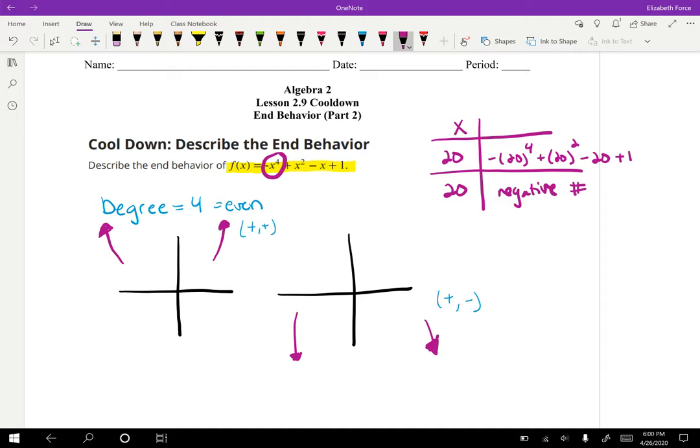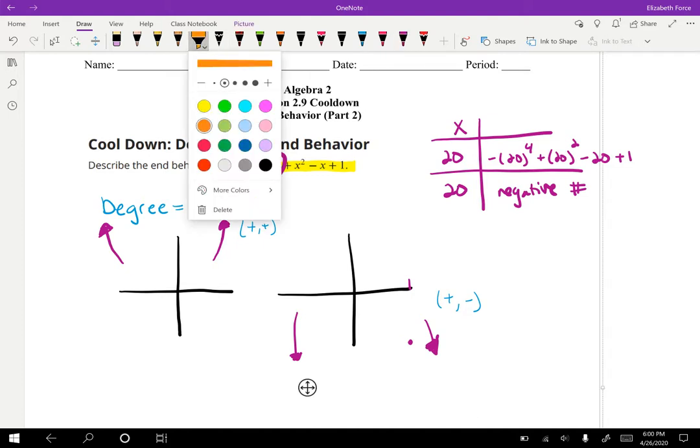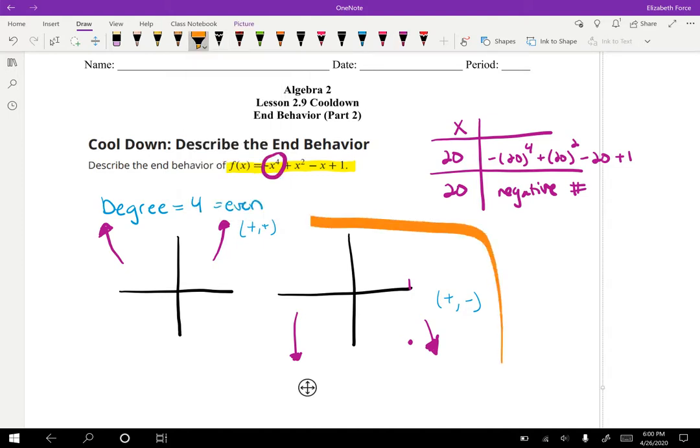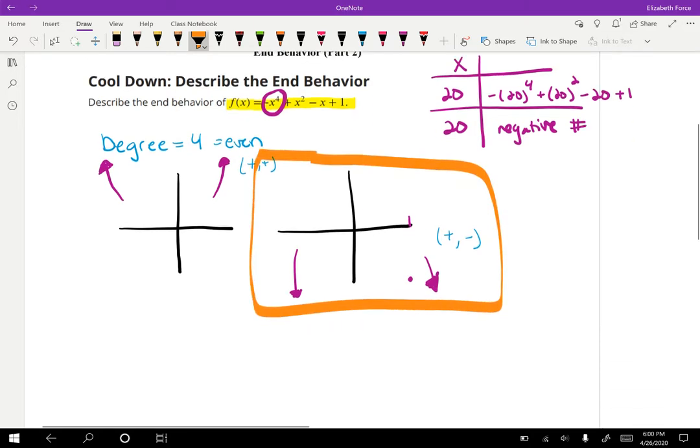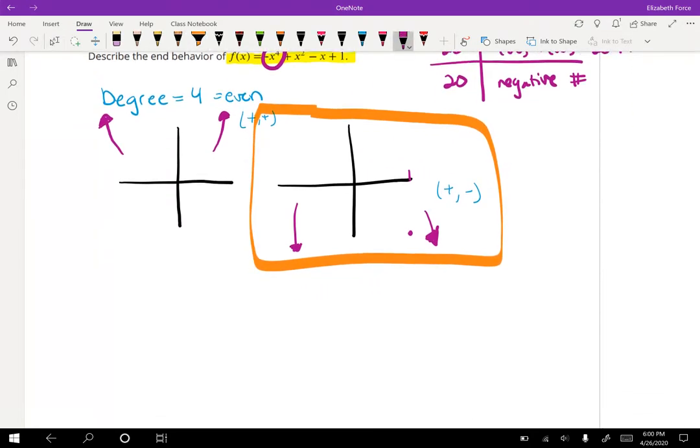So with that in mind, I know that somewhere over here at 20 comma something, we're down here in the negative region. So I know that my end behavior is going to be this graph. This is definitely what my end behavior looks like. So if I were to write it out in the terminology that they're using, as x approaches larger positives, my y is approaching larger negative values.